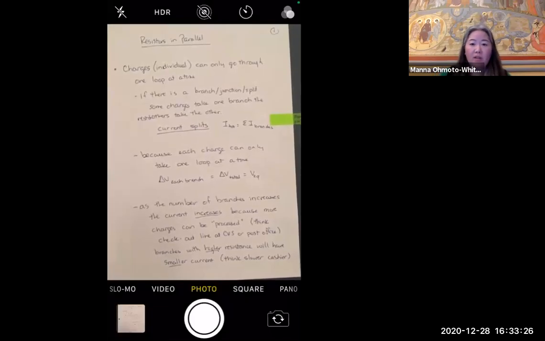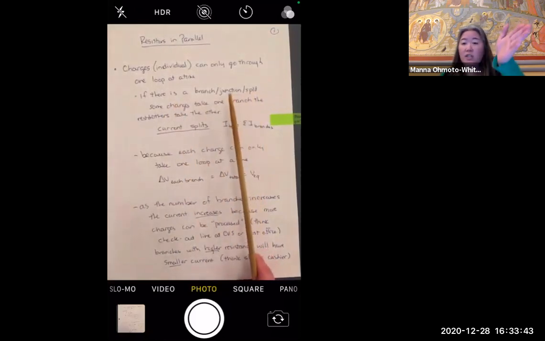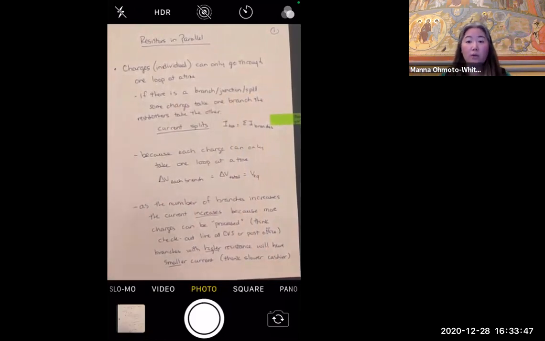Resistors in parallel are a little bit harder to go through, but we can get through this. One thing to absolutely remember for resistors in parallel is that individual charges can only go through one loop at a time. If there's a branch, also known as a junction or a split, some of the charges have to go one way, the other set of charges have to go the other way, right? It's just like any fork in the road.